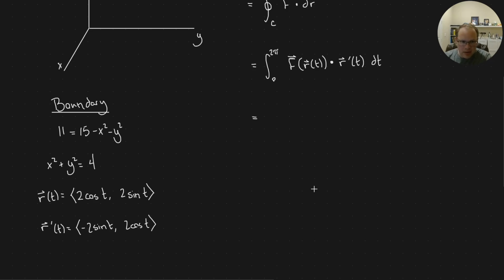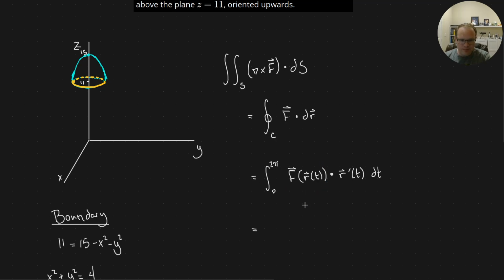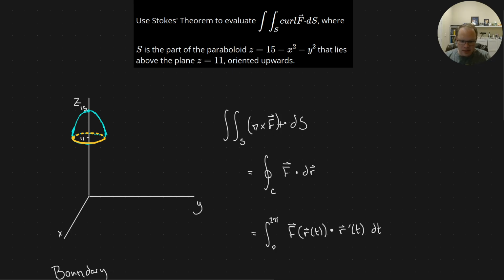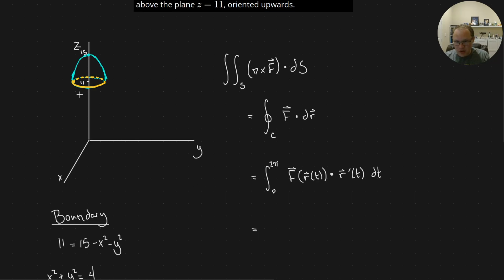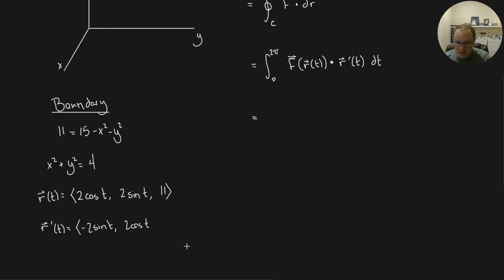Let's see what we get here. So f of r of t. Now my x is, oh, and I forgot the z component. Very important here. It's not just a circle in 2 dimensions. It's a circle in 3 dimensions, right? The z is just 11. The z value of this circular cross section here stays at a constant height of z equals 11, right? And so the derivative would be 0.